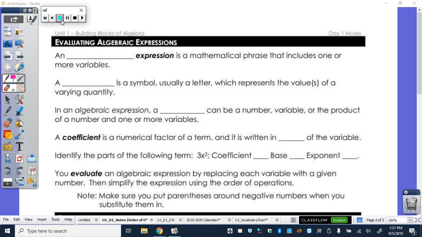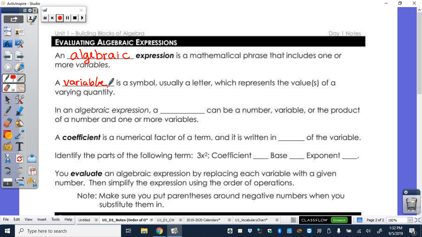So we were just dealing with our numerical expressions. Those ones were purely numbers: add, subtract, multiply, divide. So an algebraic expression is one that includes letters, your variables there. Numerical, purely numbers; algebraic, letters. So a variable is a symbol, which we usually use letters just because it's faster to write, which represents a value or values of a varying quantity. So it just represents some value we don't know.